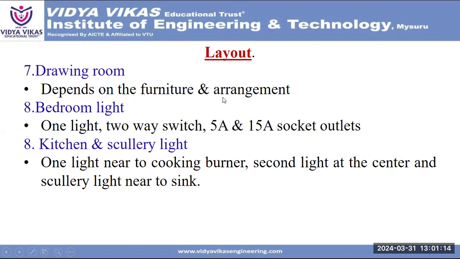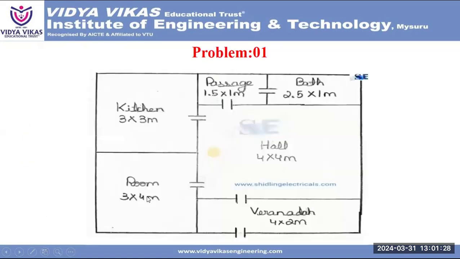Drawing room depends on the furniture and arrangement. Bedroom light: one light, two-way switch, 5 ampere and 15 ampere socket outlets. Kitchen and scullery light: one light near the cooking burner, a second light at the center, and a scullery light near the sink. This is problem one. Let's solve the problem in the next class.